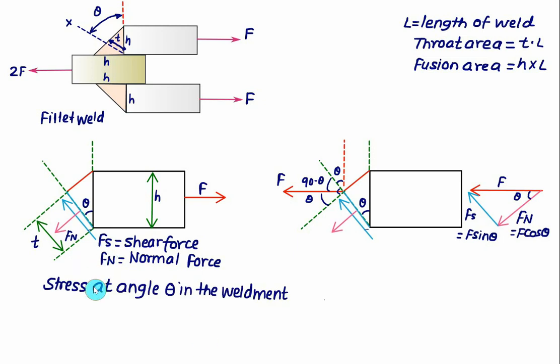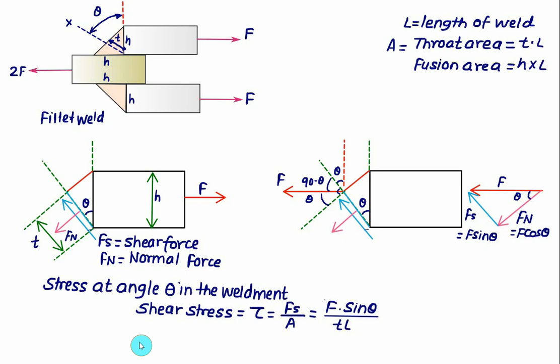So using the values of Fs and Fn, we can calculate the stress at an angle of theta in the weldment. One value will be the shear stress, represented by tau. So shear stress tau is equal to Fs divided by area A. Since we are interested in the throat area, it is T into L. So A stands here for throat area. Fs value we can replace as F into sine theta. So we have shear stress equal to F into sine theta divided by the area A, which is equal to the throat area, T multiplied by L.